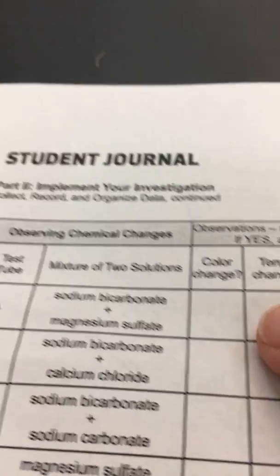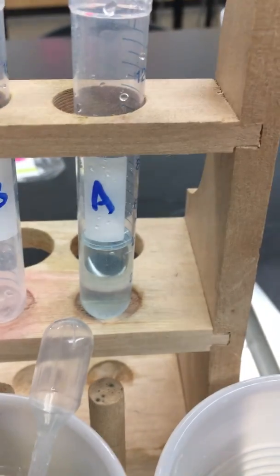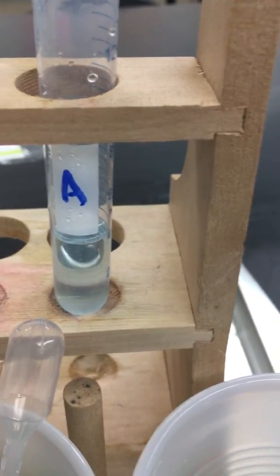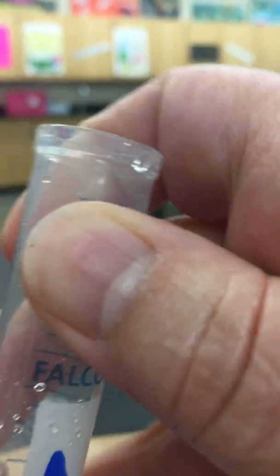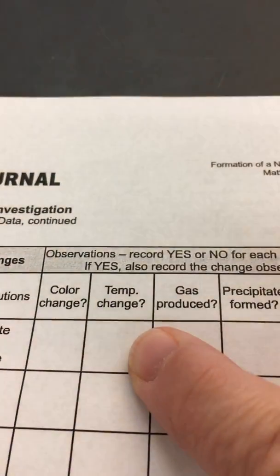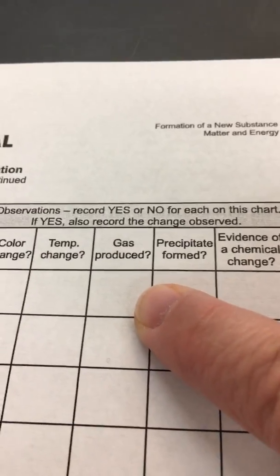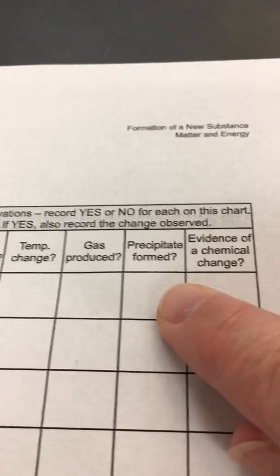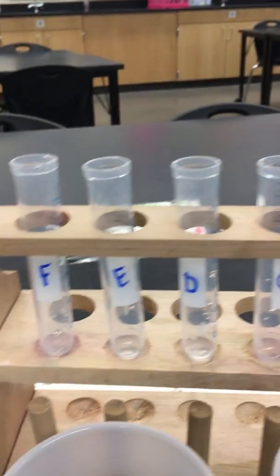So on our chart, color change? No, not really. It's still kind of blue, just like the magnesium sulfate and the sodium bicarbonate. So you're going to put an N for no in that blank. Temperature change? No, it still feels normal temperature. So put an N there. Gas produced? Yeah, I think we saw some bubbles. Precipitate formed? I'm thinking no. No, there's still nothing on the bottom.